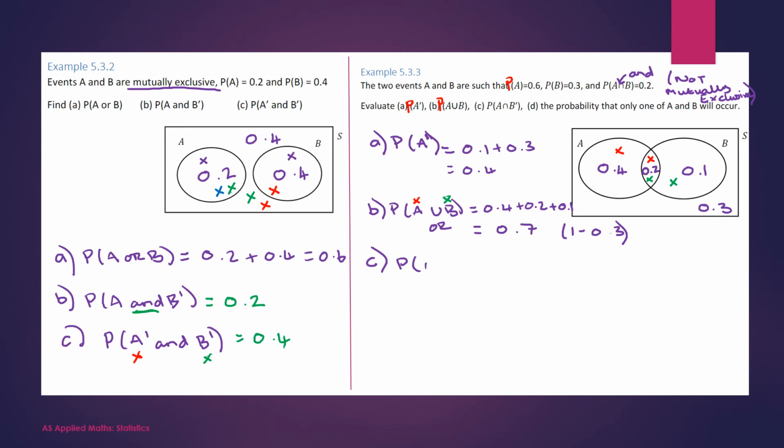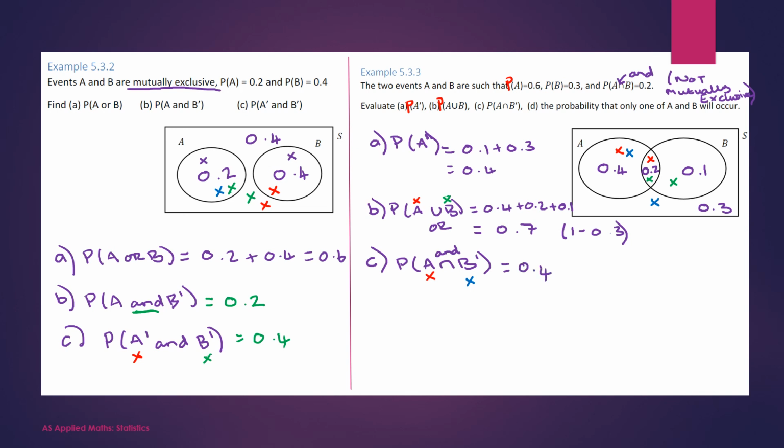Part C, probability of A intersection not B. So we've already got probability of A written down. We know it's the crosses. If I'm doing not B, let's have a look at that in a different colour. So not B is anything on the outside of the B circle. Intersection means and, so I am looking for where I have an overlap. So the intersection is the overlap. Remember, I'm doing red and blue, therefore the answer is 0.4, and because of the Venn diagram it is easy to just read off.